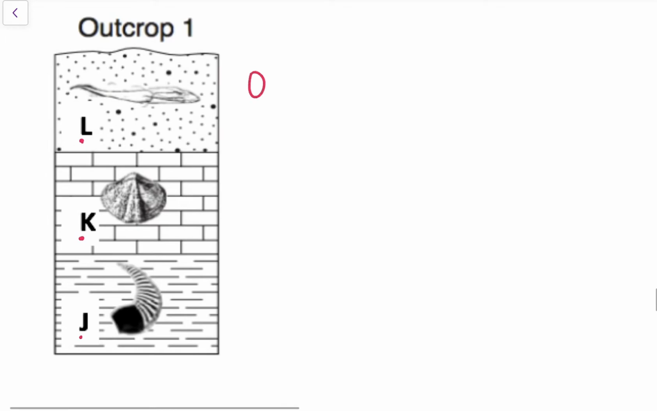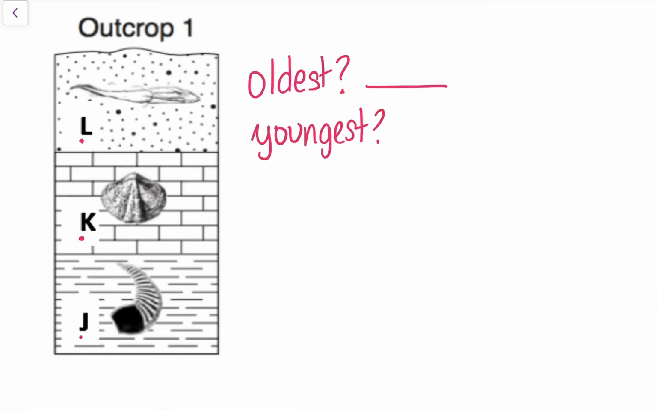Well, let's think which rock here is the oldest and which rock layer is the youngest. The oldest rock layer we learned is at the bottom. So here, the oldest rock layer is rock layer J. The youngest rock layer is at the top, and the youngest rock layer is layer L.